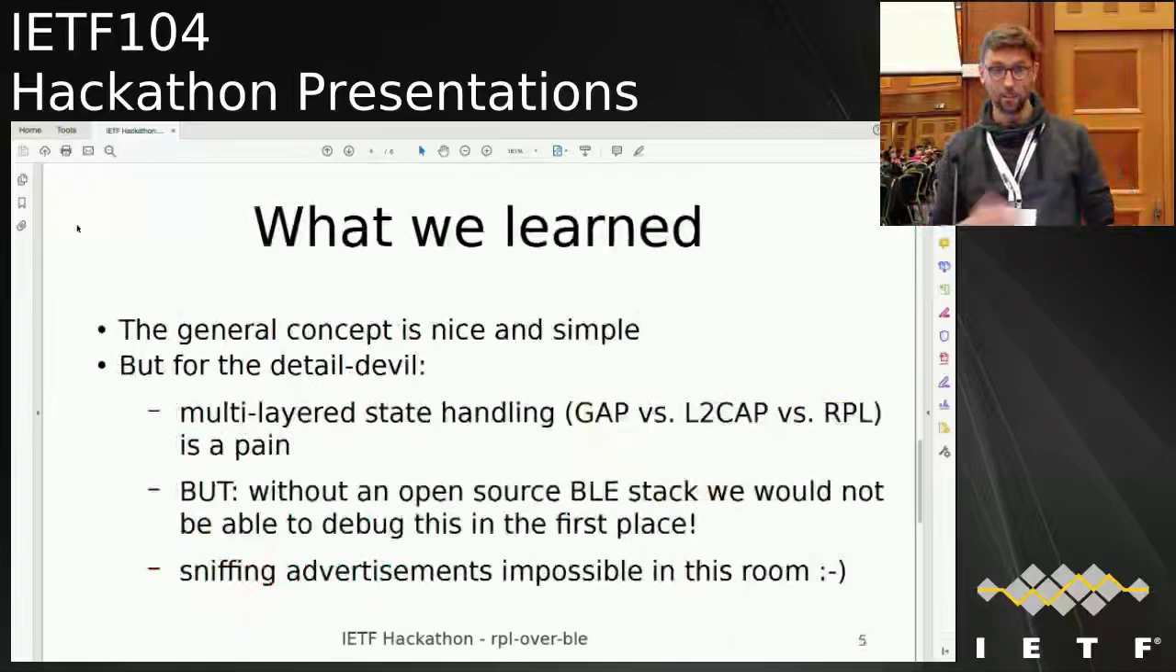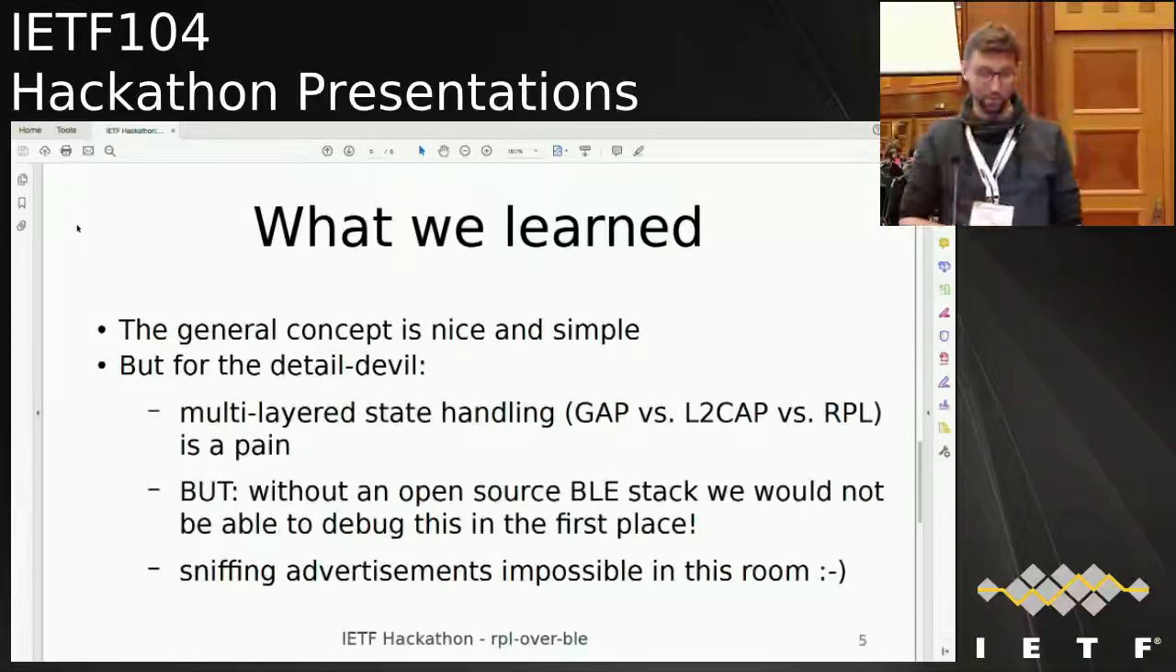What we learned, the general concept is actually quite straightforward and simple. It's look for advertisement data, do some metric calculation, and do a connection decision. Of course, there's some problems we encountered. For one is the NimBLE Bluetooth stack that we use. Basically, we have multi-layered state machines because you have the general connection between nodes, and then you open L2CAP channels, and on top of that, you basically have the IP traffic. And so to synchronize all these state machines, there seem to be a lot of bugs in the code, and it's very hard to get a consistent state over multiple nodes.